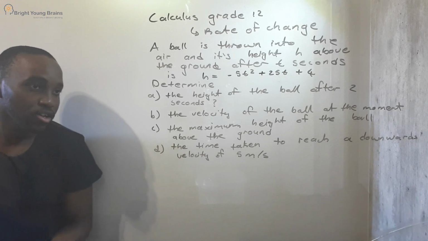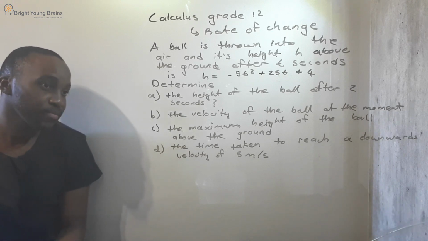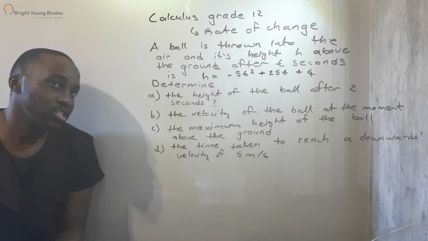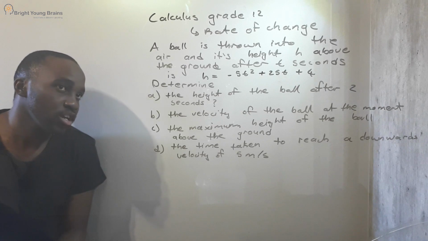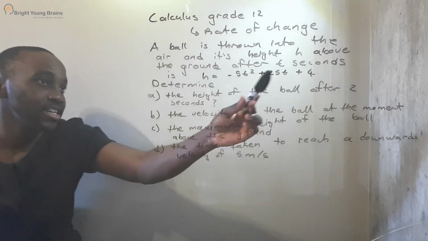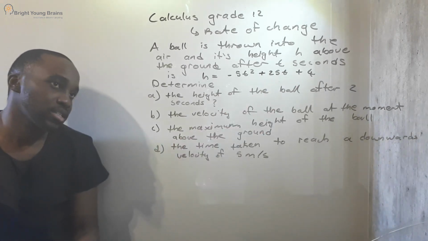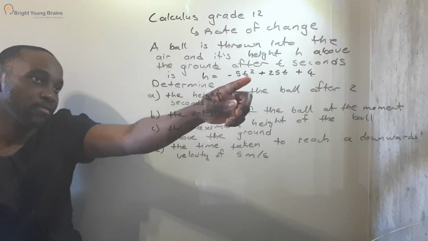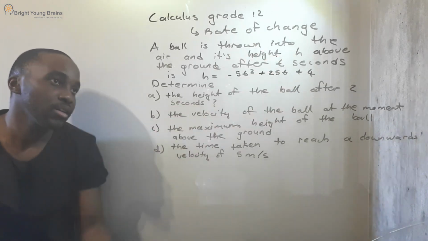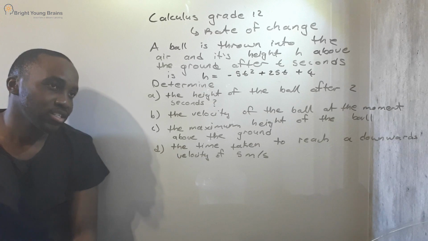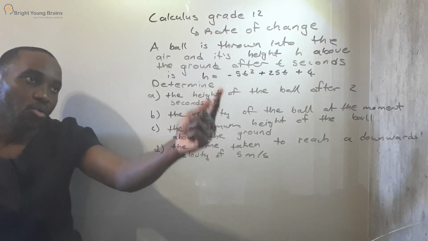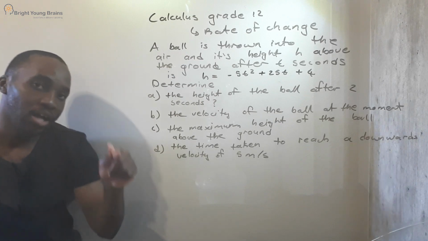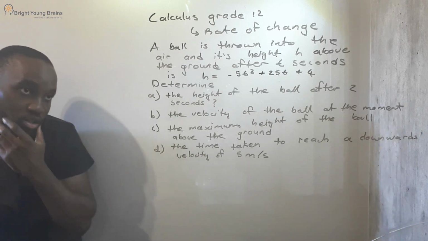So with this question in particular, the first one is pretty straightforward. They said a ball is thrown into the air and its height h above the ground after a certain amount of seconds is h = -5t² + 25t + 4. So that's the equation of the height of the ball if we know how much time has passed after it was thrown into the air.